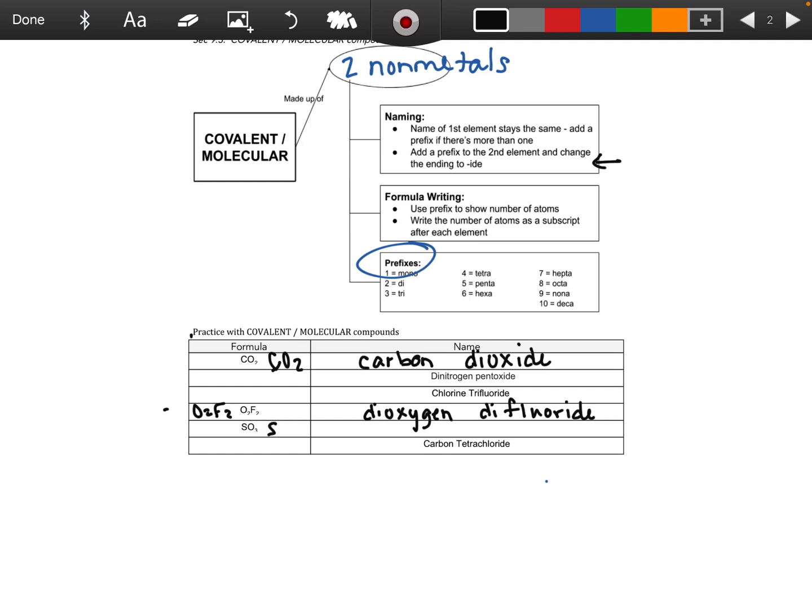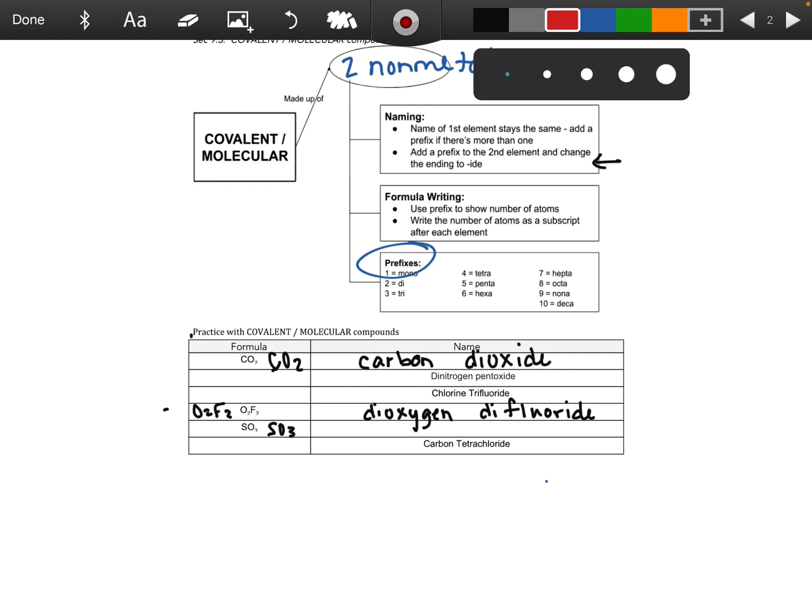The third example is SO3. So again, first element, we do not need a prefix because there's only one. The name stays the same, so it'd be sulfur. Second element always gets a prefix, always ends in "ide."